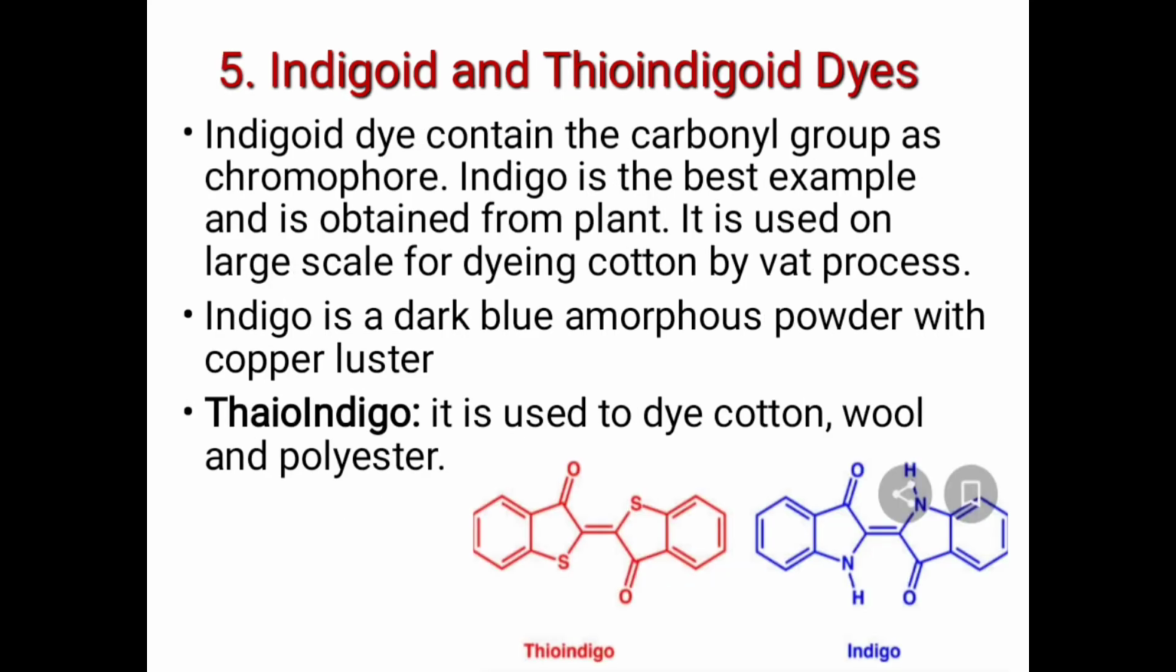Then five, indigoid and thioindigoid dyes. Indigoid dyes contain the carbonyl group as chromophore. Indigo is the best example and is obtained from plants. It is used on a large scale for dyeing cotton by wet process. Indigo is a dark blue amorphous powder with copper luster. Thioindigo is used to dye cotton, wool and polyester.